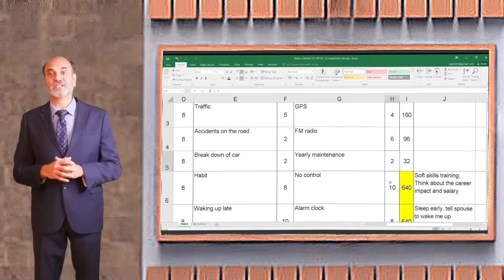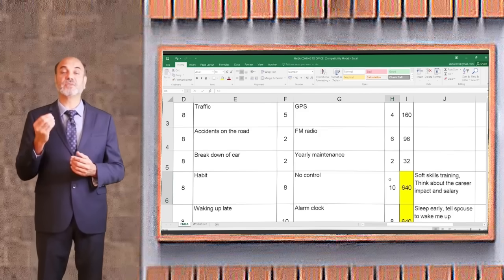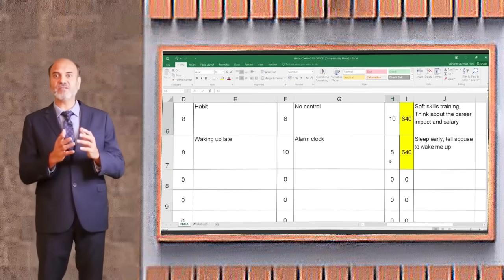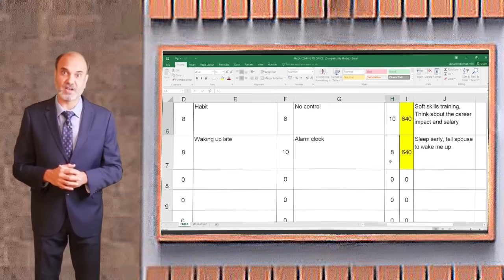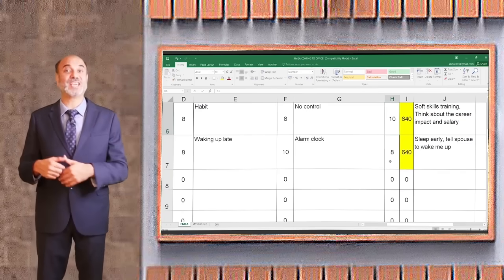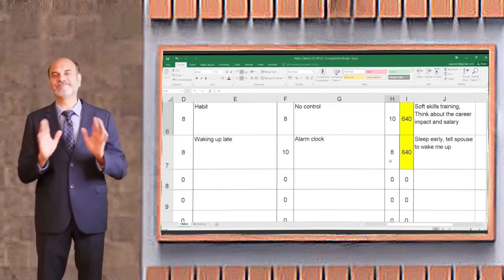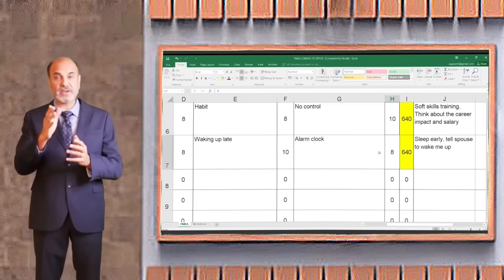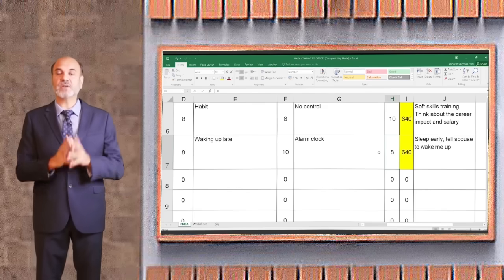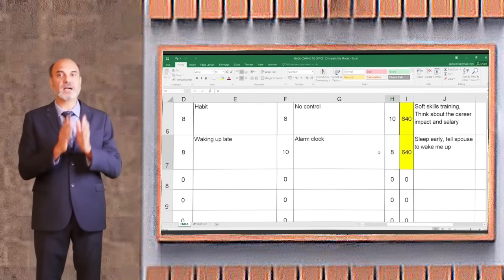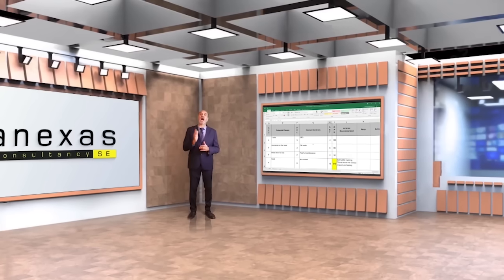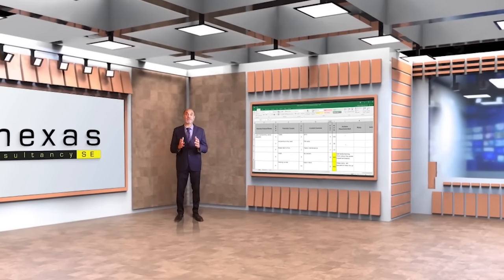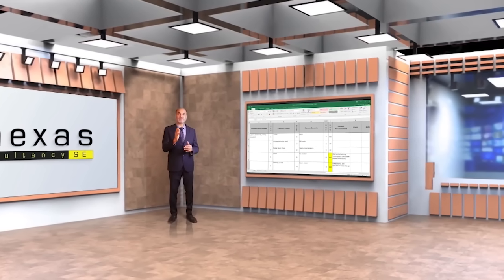Habit, right now I don't have any control. So no control will always get a rating of 10. Waking up late, I have an alarm, but it is of not much use. Alarm keeps ringing, I keep sleeping. That means it should be somewhere around 8. So I've given the ratings for detection. So I now have 3 ratings: severity, occurrence, and detection ratings. I'm going to multiply these 3 ratings to get my risk priority number, RPN.